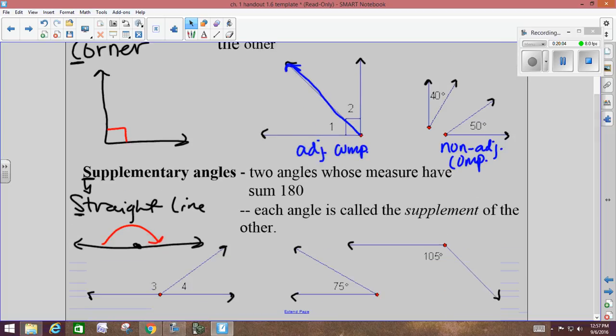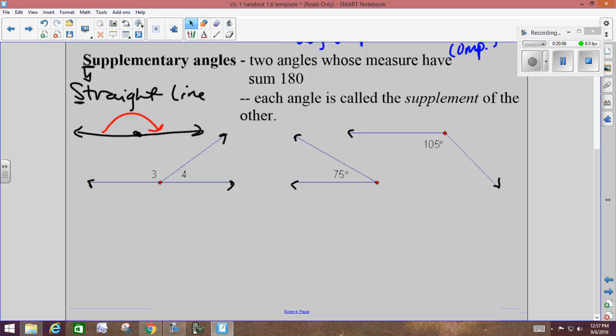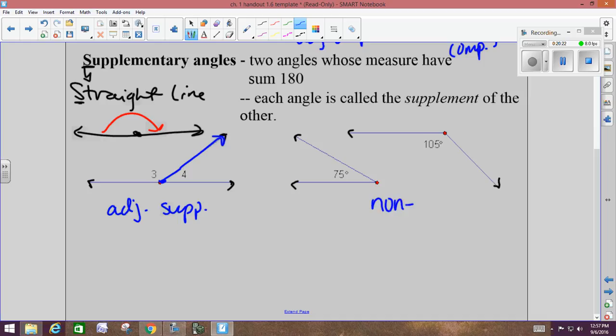Same with supplementary angles. 3 and 4, these are adjacent. They share this ray, they form a straight line, so they add up to 180. So I would say these are adjacent supplementary angles. 75, 105, that adds up to 180, but they don't share anything, they're not adjacent. So we would just say these are non-adjacent supplementary angles. So you can have both, adjacent and non-adjacent. Supplementary, straight line, 180. Complementary, corner, 90.